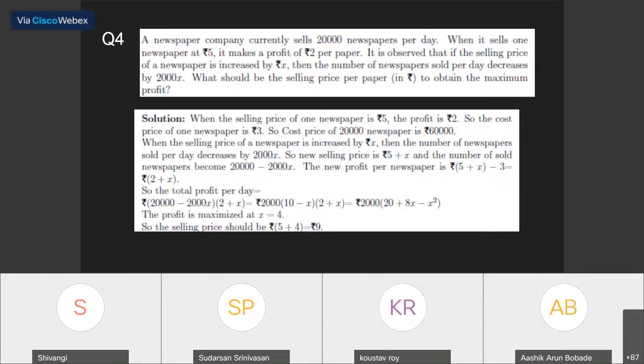So the profit will be maximized at x equal to 4, because for this parabola to take a maximum value, the vertex has to be minus b by 2a. So it is nothing but minus 8 by minus 2, which is 4. So when x is 4, this parabola takes its maximum value. But we are asked for the new selling price, which would be 5 plus x, that is 5 plus 4, equal to rupees 9. So is it clear for all of you?